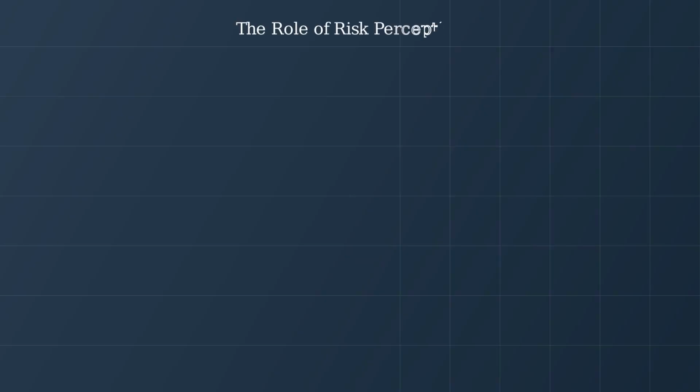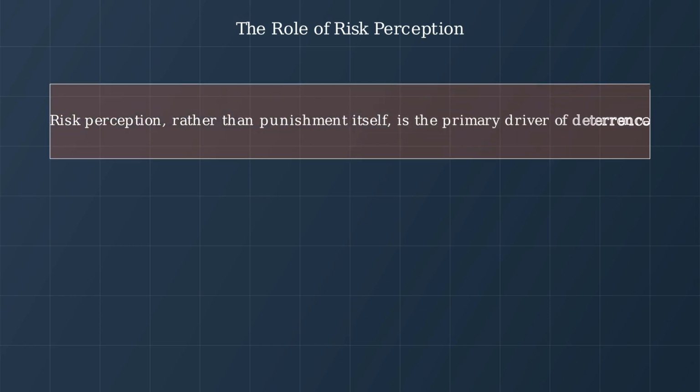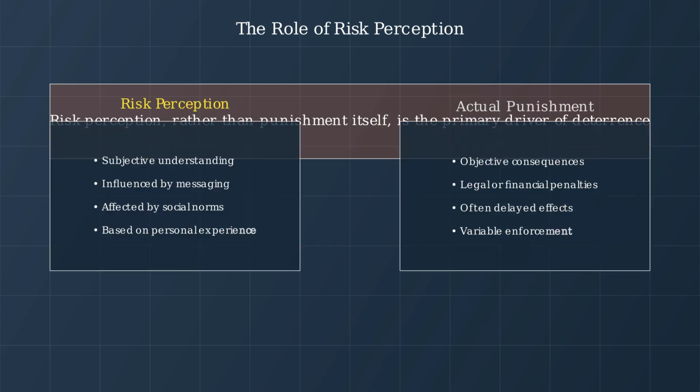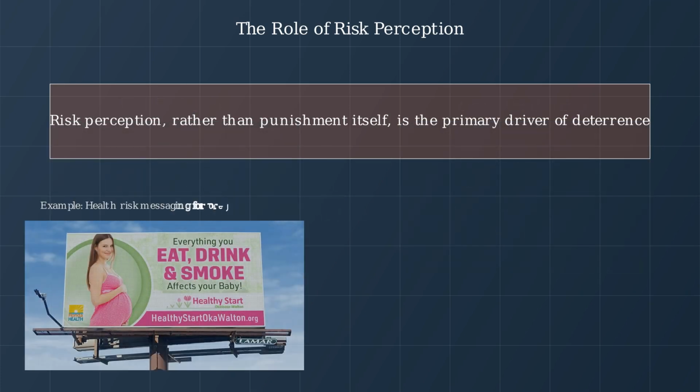In general deterrence theory, the perception of risk plays a more significant role than the actual punishment itself. While punishments exist objectively, it's how individuals perceive these risks that ultimately influences their behavior. When individuals perceive a higher risk of consequences, they are more likely to avoid certain behaviors, regardless of the actual likelihood of punishment. Public health campaigns leverage this principle by effectively communicating risks to promote behavior change.